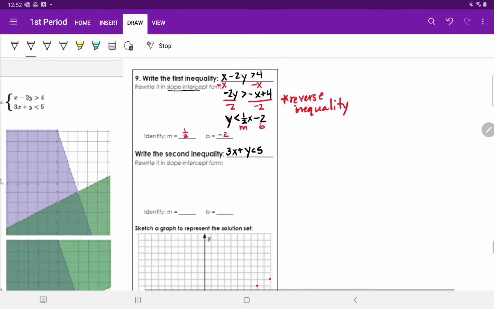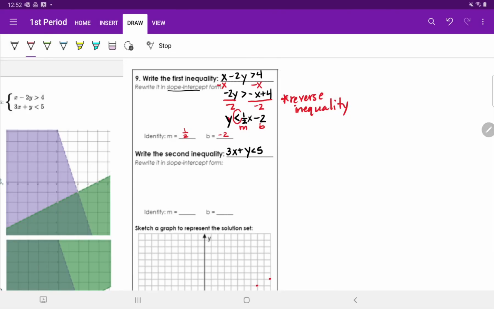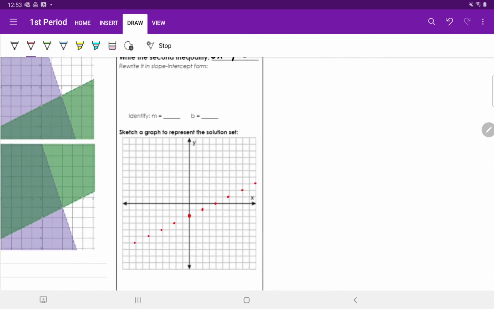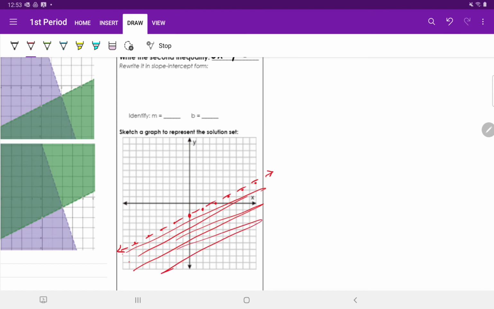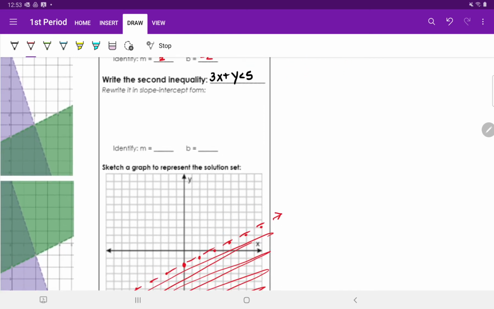And when we go to shade, we always look at what our symbol ended up as, not what it started as. This is a less than symbol, so it's dotted. And we're shading below, so we'll shade down here. Now I'm going to shade kind of lightly because we still have a second inequality to deal with.